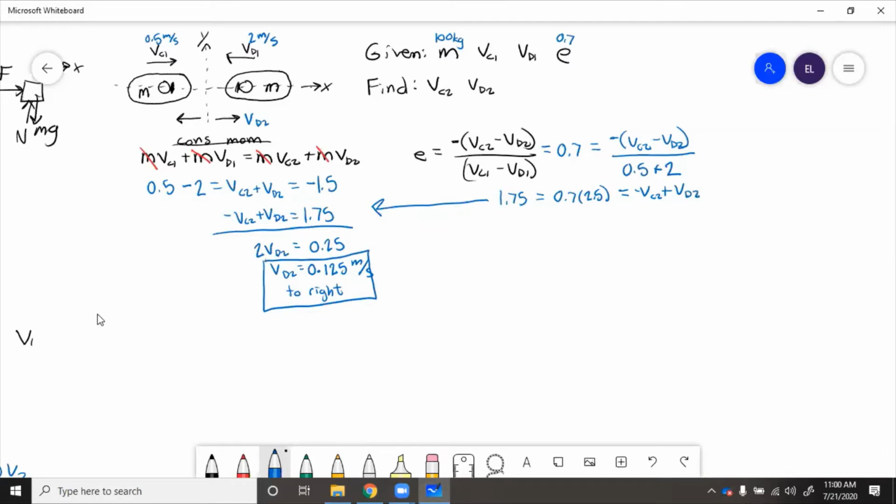Now, to get Catherine, we come back over here. We know that if we rearrange this, VC2 equals VD2 minus 1.75. So this is 0.125 minus 1.75. VC2 equals negative 1.625. So that means that Catherine is going to the left. So we can say that VC2 equals 1.625 meters per second to the left.